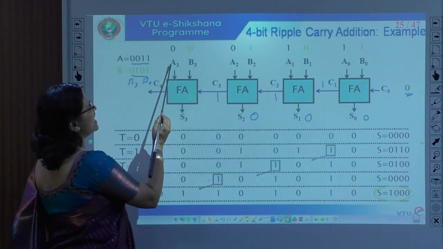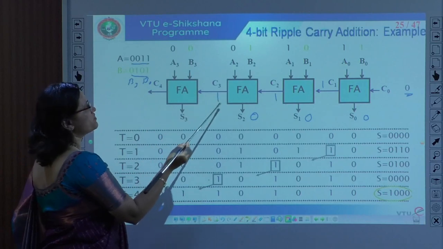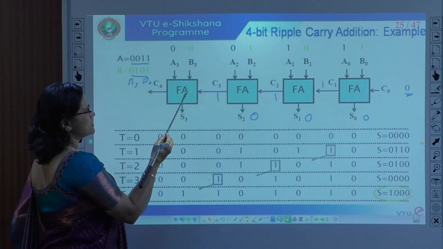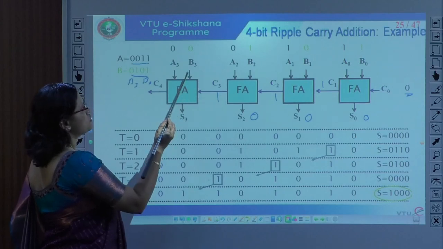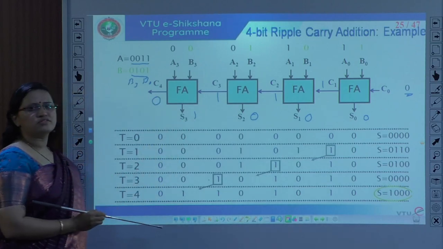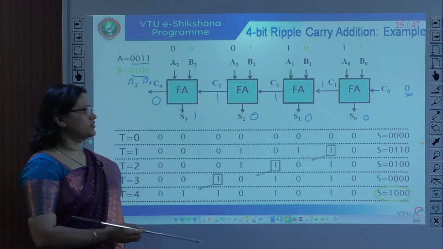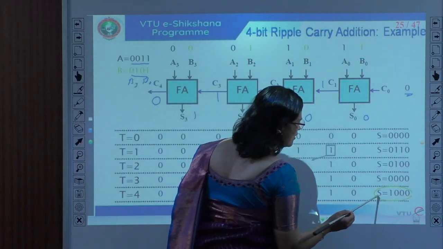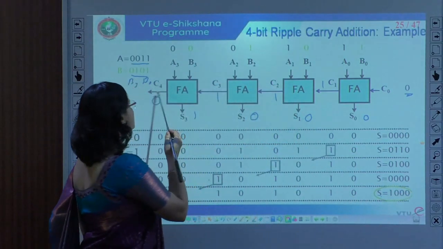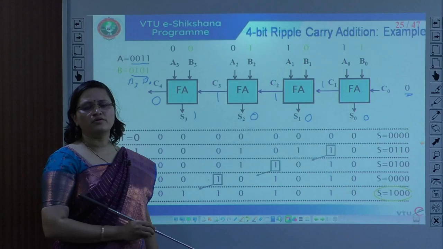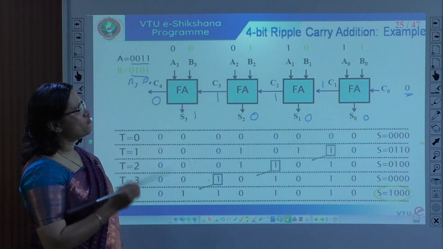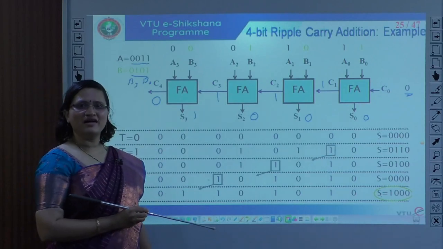Now if you see, A3 and B3 both are 0, and this C out is serving as an input to the fourth stage. So we get sum equal to 1, whereas carry is equal to 0. You can see the answer. We got S equal to 1000, whereas C4, that is the carry, is equal to 0. So this is an example of a 4 bit ripple carry addition.